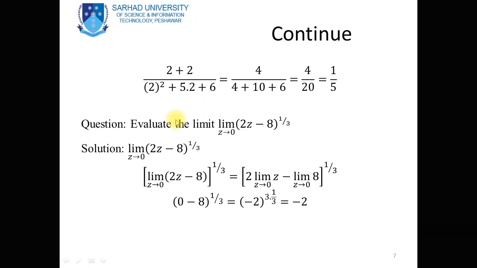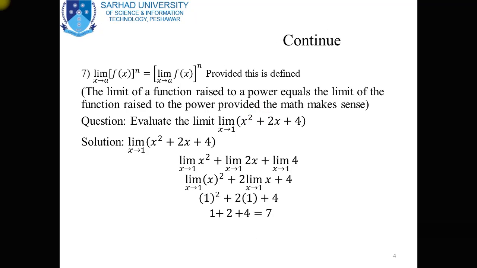Now another problem: evaluate the limit as z tends to 0 of (2z minus 8) to the power 1 over 3. Dear students, this problem is related to law number 7. First of all, put the limit for the function and then take the power of the result. The limit of the function raised to a power equals the limit of the function raised to the power, provided the math makes sense.